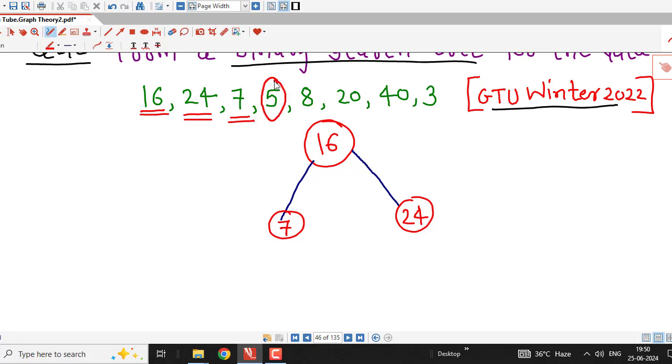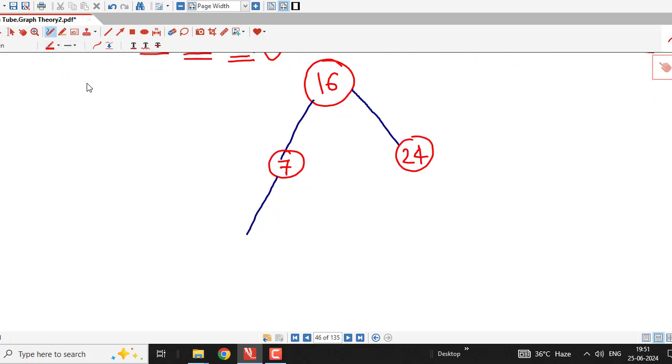Now the next value is 5. First we compare 5 with 16. So 5 is to the left of 16. So we will go in this direction. To the left of 16 we have 7. Now we will compare 5 with 7. So 5 is less than 7. Therefore it is to the left of 7. So here we will write 5.